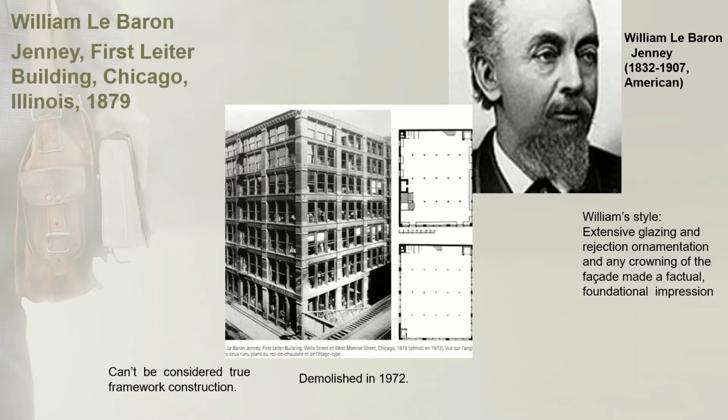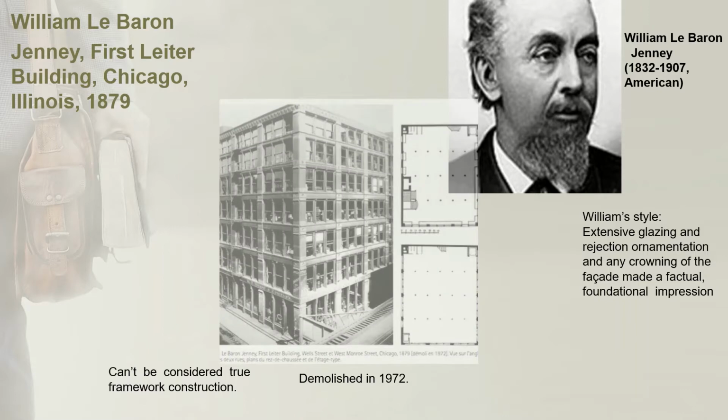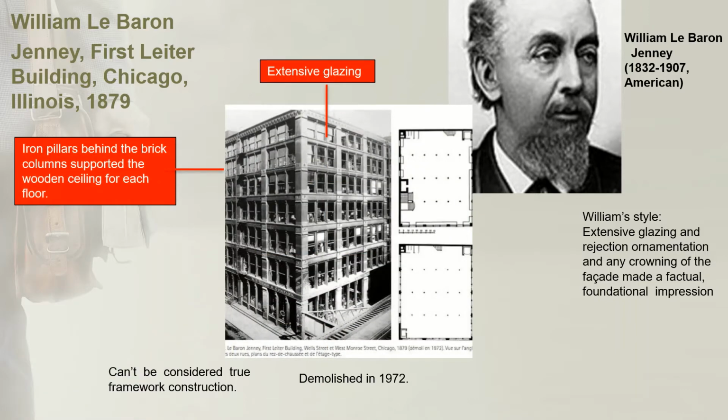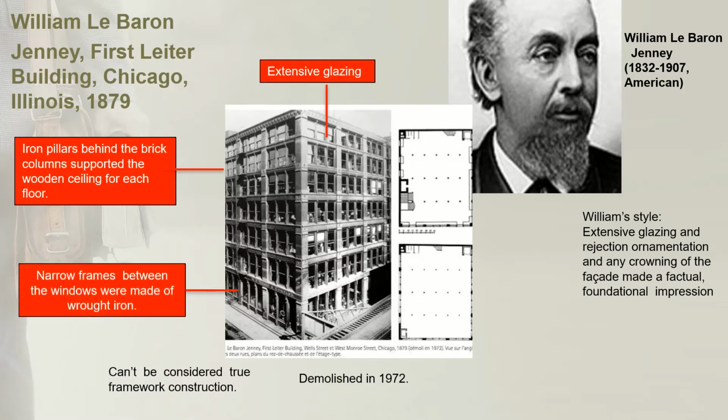The first building of William LeBaron Jenney is the First Leiter Building in Chicago in 1879. He used in this building extensive glazing and iron pillars behind the brick columns which support the wooden ceiling for each floor, and used a narrow frame between the windows made up of wrought iron. This building can be considered true frame construction and was demolished in 1972.